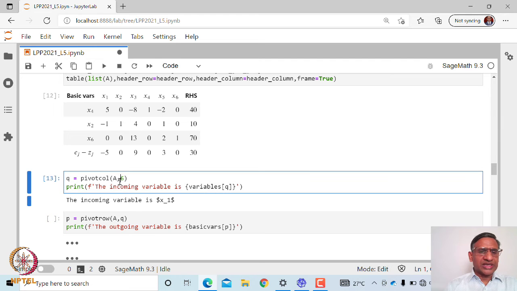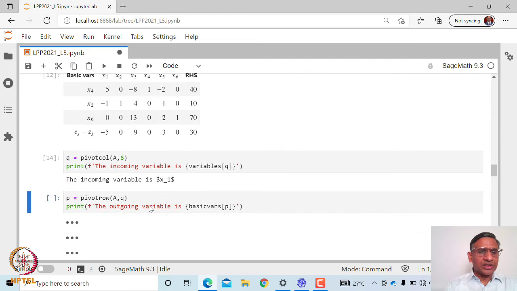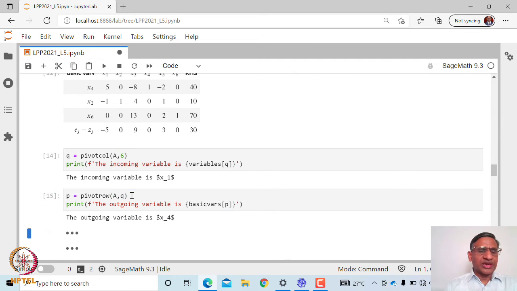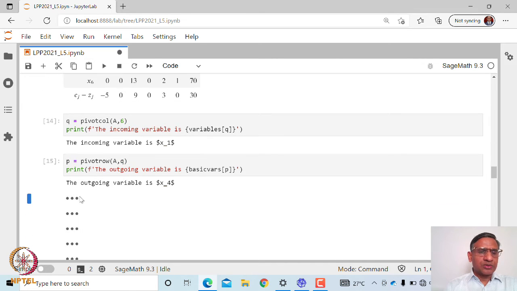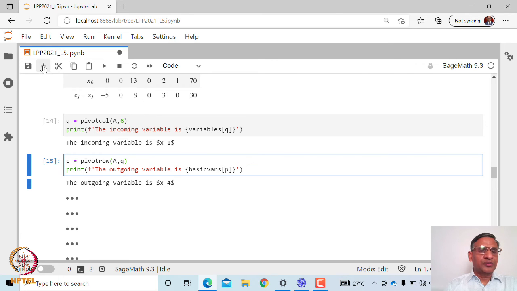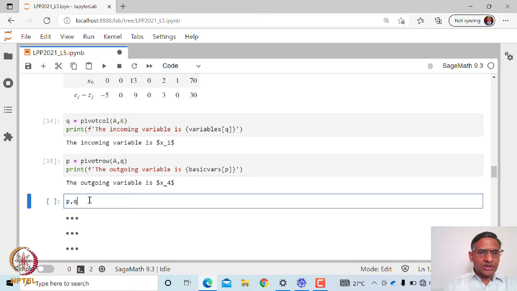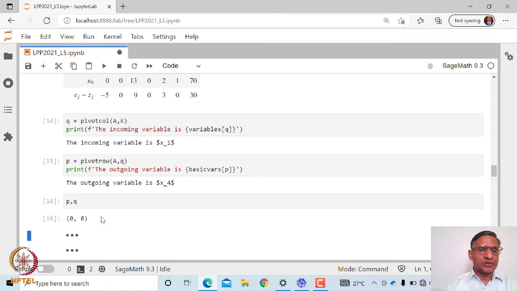Okay, so once we have decided what Q is, then we will decide what P is, and in this case P, the outgoing variable, is x4, which corresponds to P equal to 0 and Q is also 0. Now if you want, you can print what P and Q are. So if I say P comma Q, we will get 0 comma 0. That is what I said.